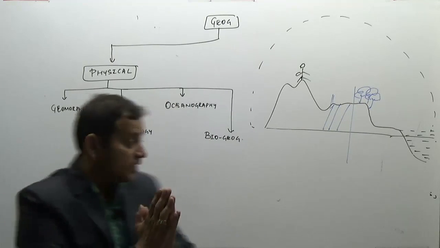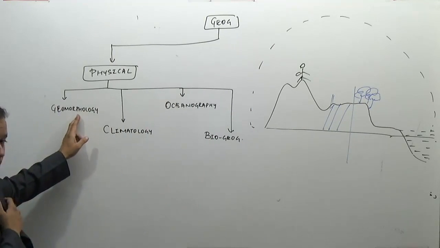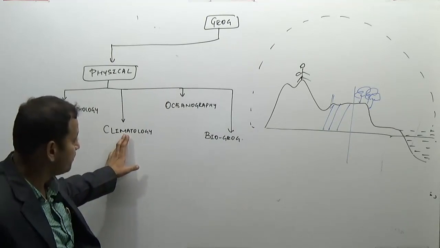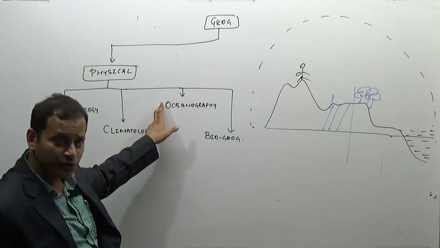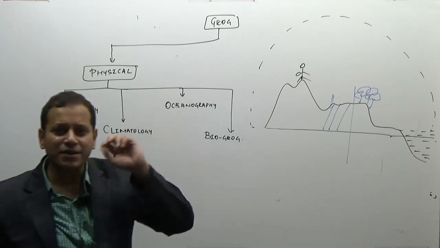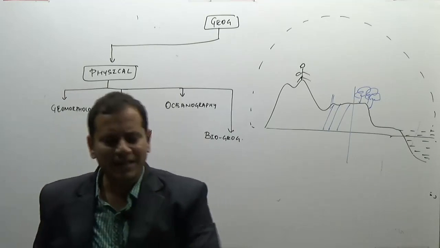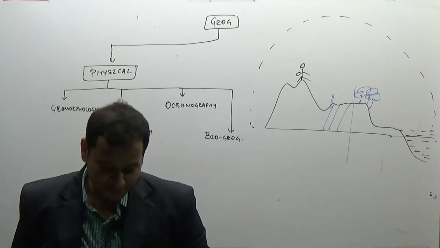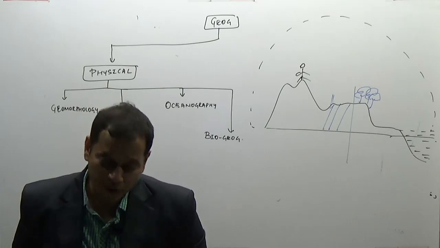So we'll start our journey with geomorphology, why a particular landscape is there. Then second will be climatology. Then third, oceanography, and the last is the study and distribution of soils and other features such as biomes. So this part is physical geography, mostly the conceptual part.